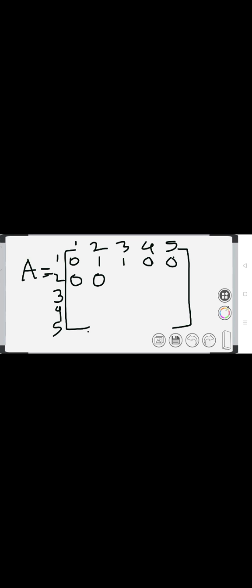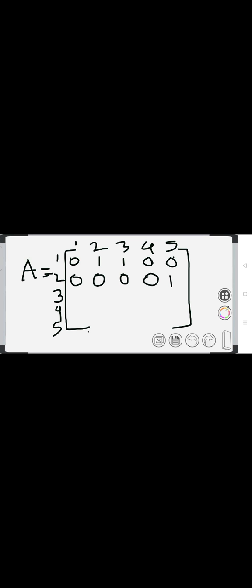From node 2 to node 3, edge does not exist. From node 2 to node 4, edge does not exist. From node 2 to node 5, edge exists. You have to write down 1. Similarly, you can follow for the remaining nodes.